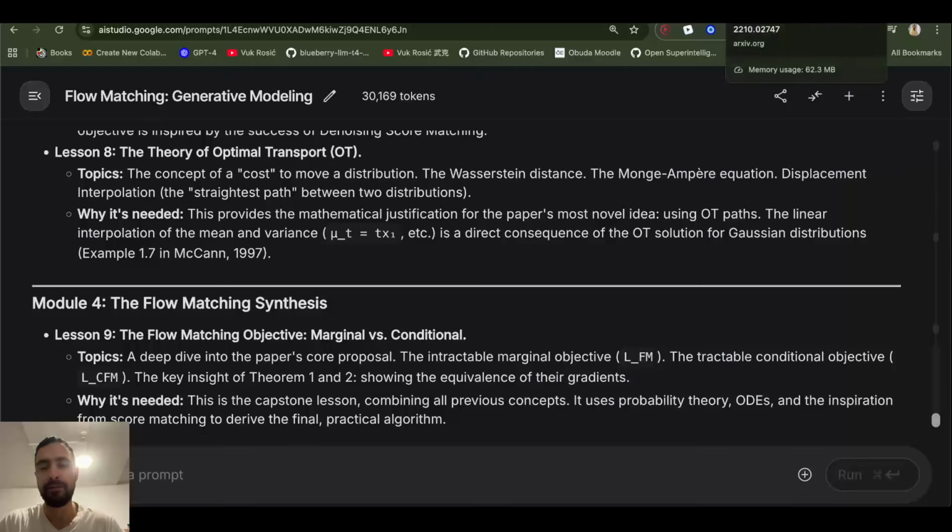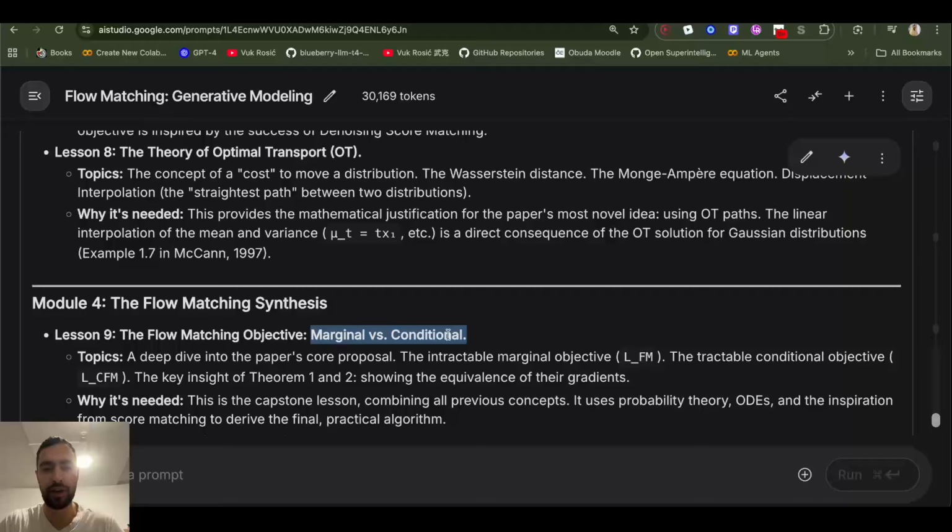Funnily enough, I was going to make a video on this paper, and we already have marginal versus conditional probability distributions here, so it's already useful to me today, what we just learned in this course.